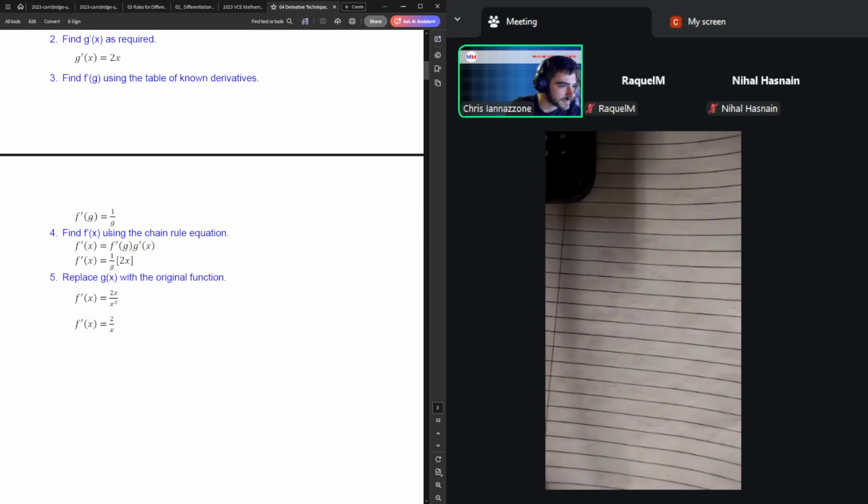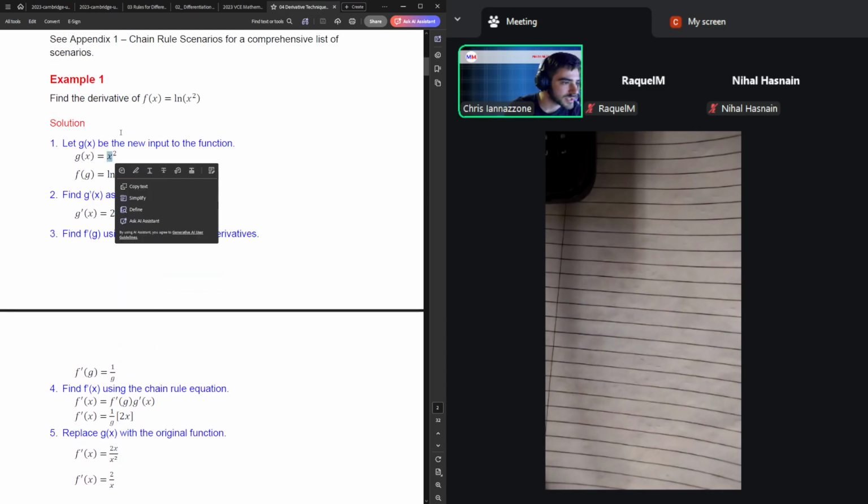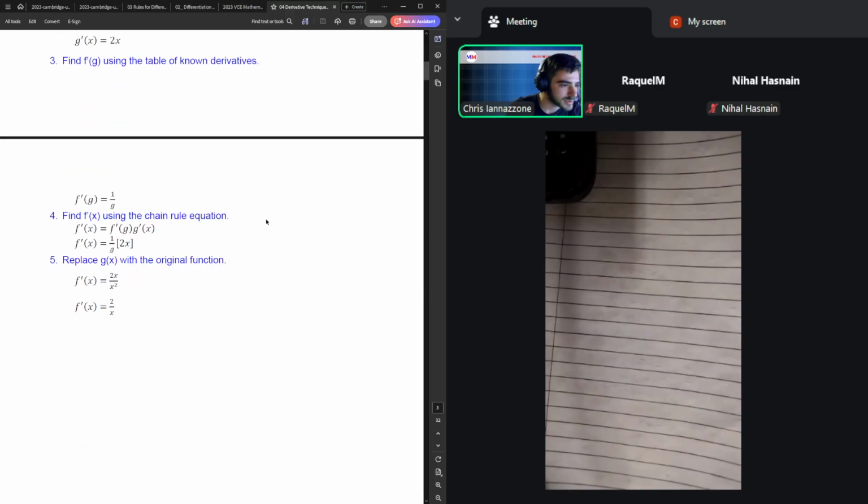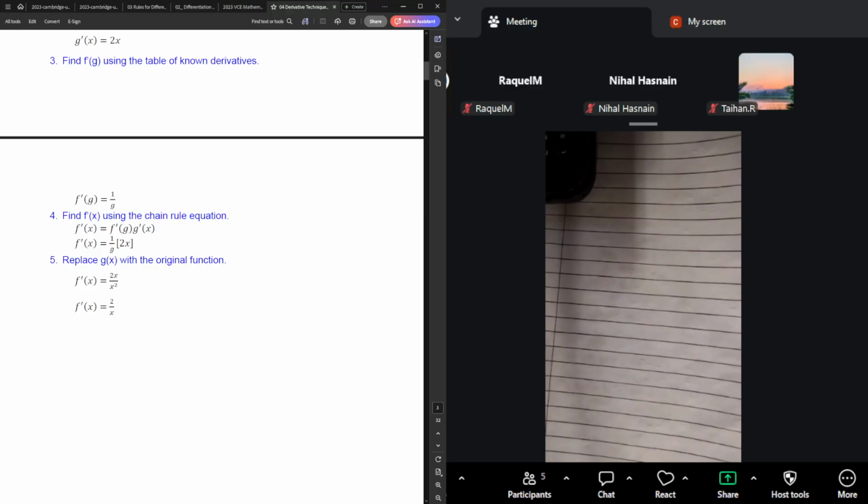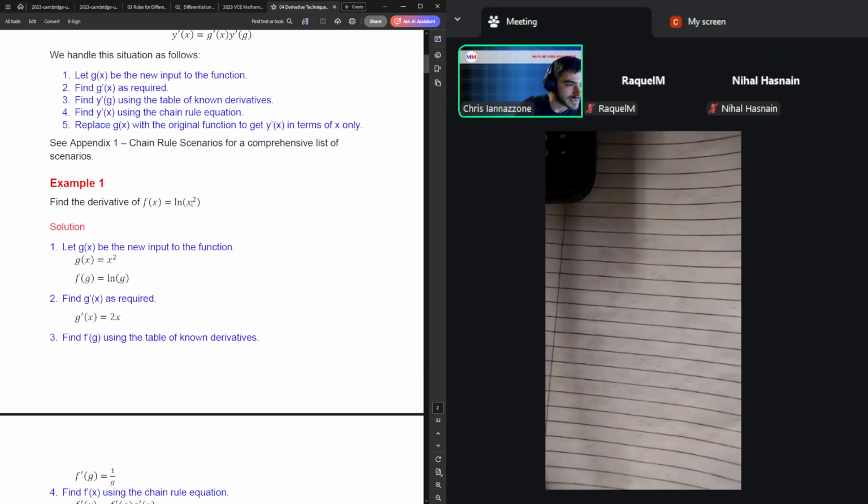Yeah, you multiply them together. So 2x times 1 over g is going to give you that. But we've got to get back in terms of x. So we know that g was x squared, so just put the g back as x squared and simplify whatever you get. That was a more complicated example where you've got x squared.